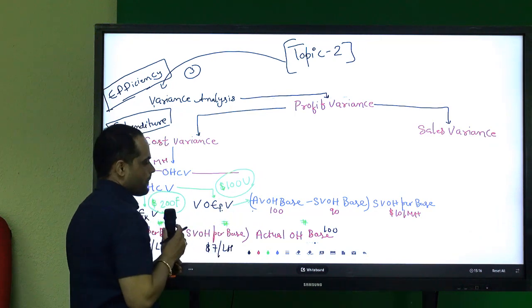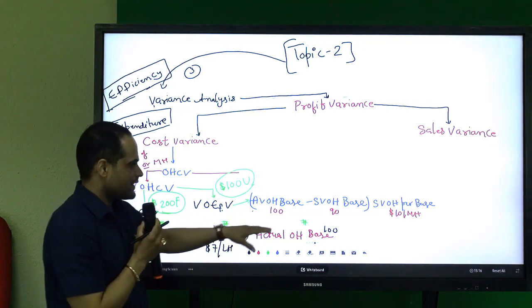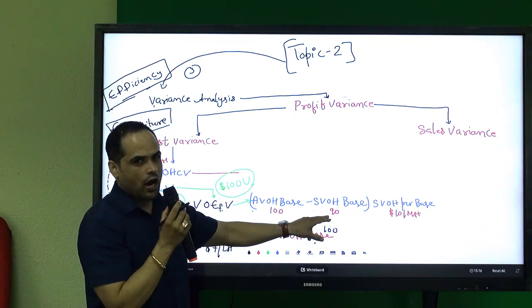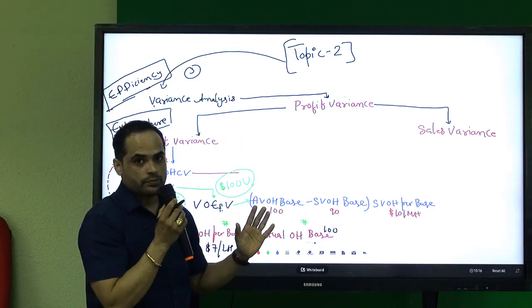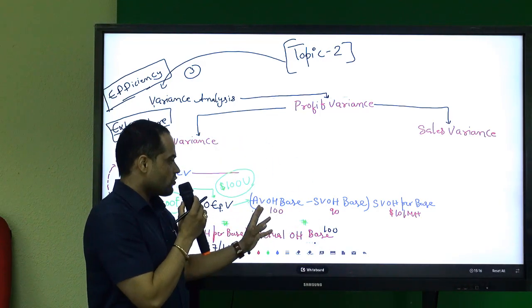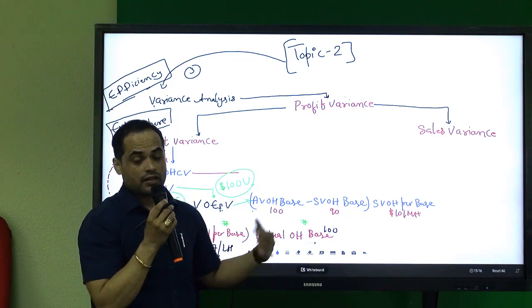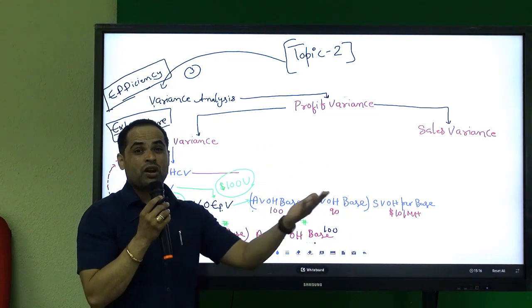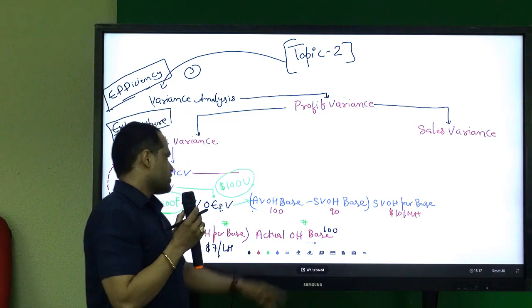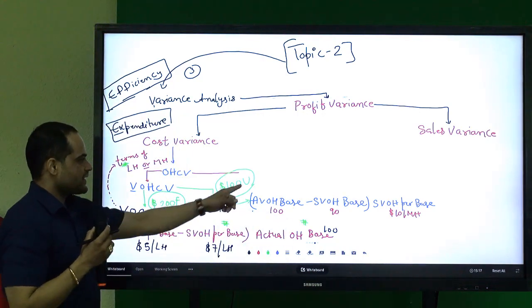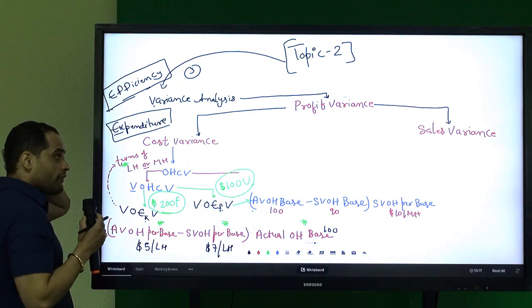I was expecting that my machine will run 90 hours to make, let's say, 1,000 products, but actually it's running 100 hours to make 1,000 products. So it's not as I expected, it's running extra hours, right? So by that reason, my result is unfavorable.